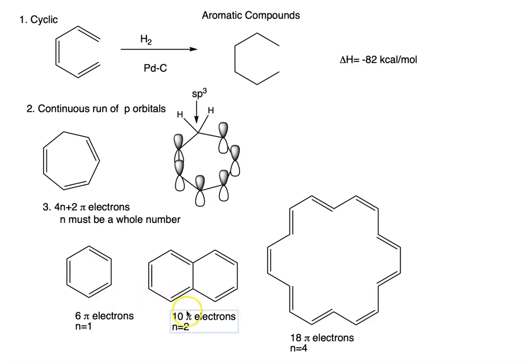For this molecule, it has 10 pi electrons. 2, 4, 6, 8, 10. When n equals 2, 4n plus 2 equals 10, so this molecule has the right number of electrons.